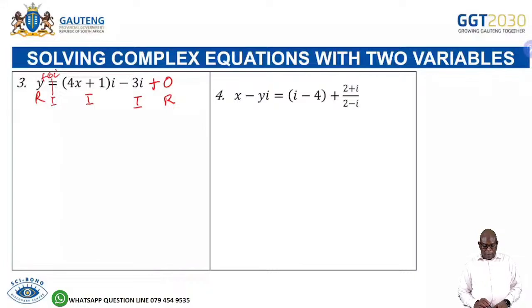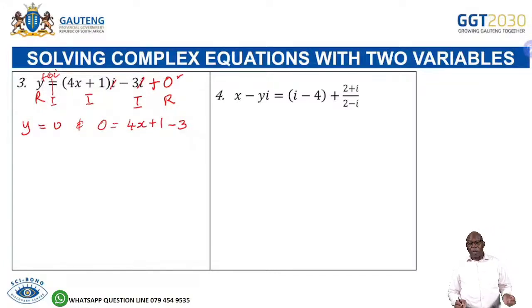Right, so the real part is y equals 0 because there's a 0 there. And my imaginary is going to be a 0 on my left-hand side. There's no imaginary value there. Then I'm going to say it's 4x plus 1 minus 3, because I'm ignoring the i, remember. So I'm going to say 4x plus 1 minus 3. Then I can solve for x here.